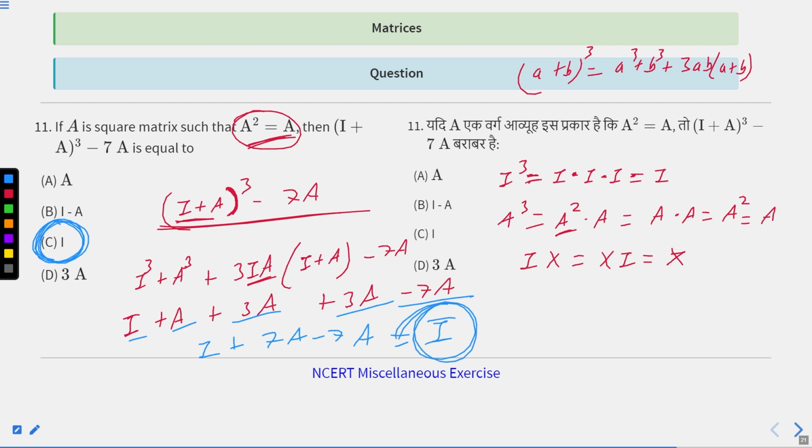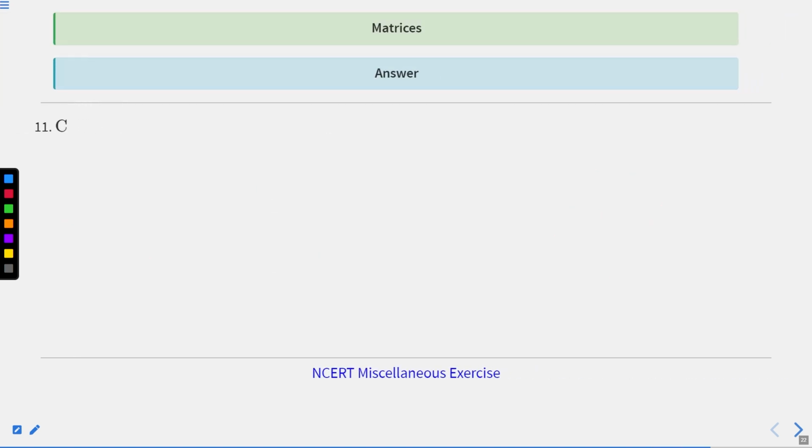I hope that it is clear to you how we got our answer. So option C will be the correct answer. So we are here at the end of this chapter, matrices. We have covered every exercise of the NCERT book of this chapter, chapter 3, class 12th, matrices. Let me recall some of the important properties from this chapter, and we will end.